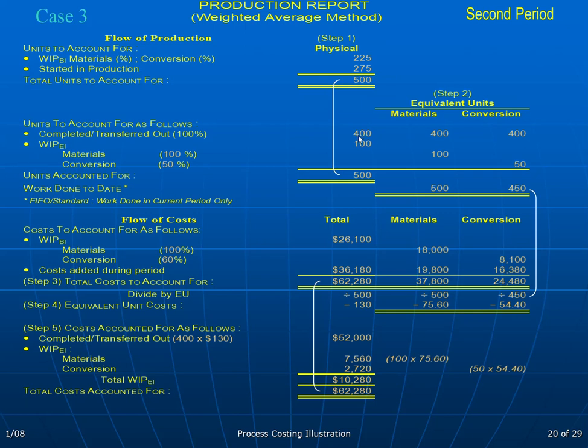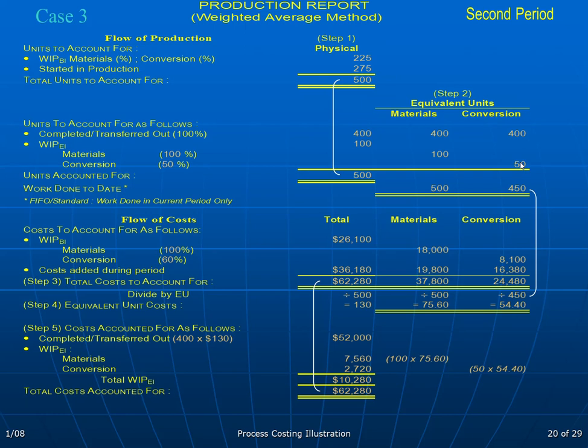Okay, so the next thing we need to do is calculate our equivalent units. The 400 units that were fully processed in the current period are equivalent to 400 units with respect to our two different cost pools. The 100 units in ending inventory were only 50% processed. They're fully processed with respect to direct materials, because materials are introduced at the beginning of the process. They're only 50% processed with respect to conversion costs.